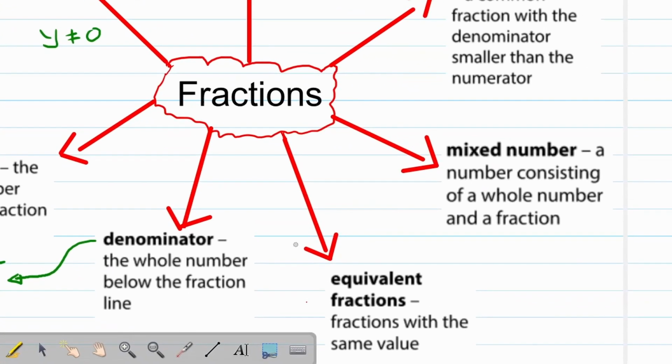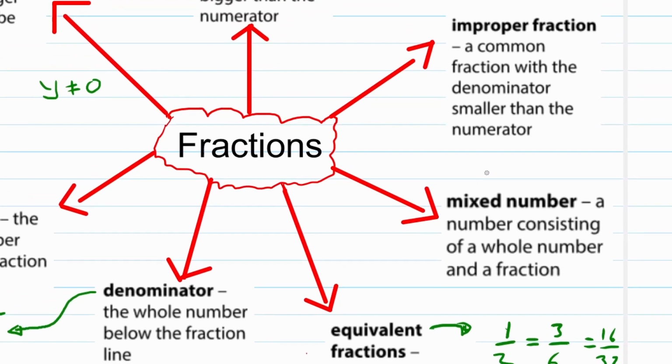Then equivalent fractions. Those are fractions with the same value. For example, if I say 1 over 2, which we all know is a half, but I can also say 3 over 6. These have the same value. We can also say 16 over 32 as an example. All of these have the same value, although we represent them differently. Therefore, we call them equivalent fractions. In other words, the same value, although represented differently.